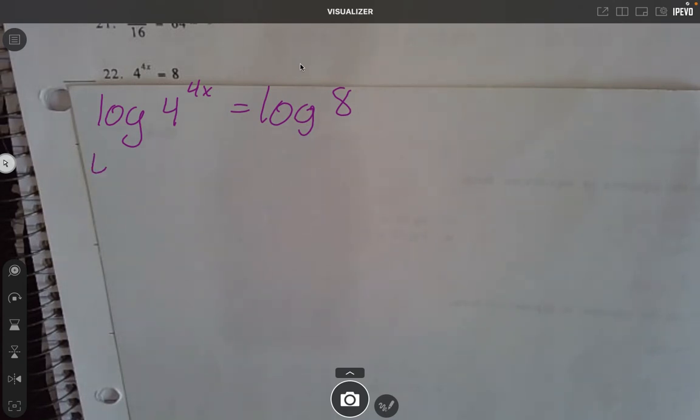Okay? So now if I bring the exponent down, now what do we do? Got to solve for x. What's being multiplied to it? 4 log 4. So I'm going to divide by 4 log 4.